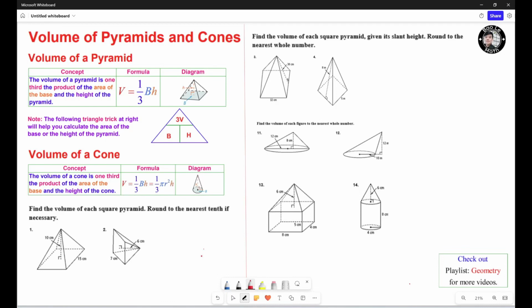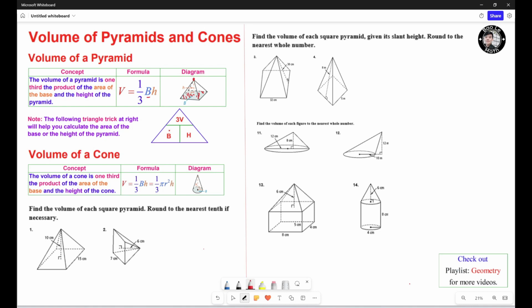Hello everyone. In this video, we're going to learn how to calculate the volume of pyramids and cones. The volume of the pyramids equals 1/3 B times H. B represents the area of the base. Here's the base. H is the height of the pyramid, which is the distance from the vertex to the center of the base. Right, so it's going to be right here.